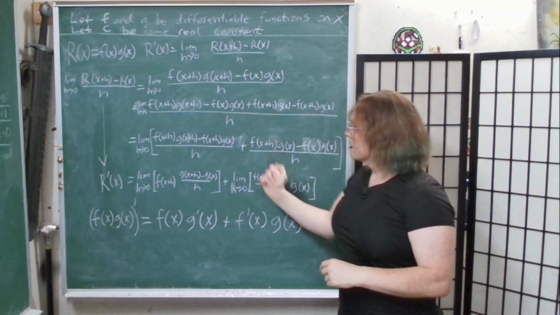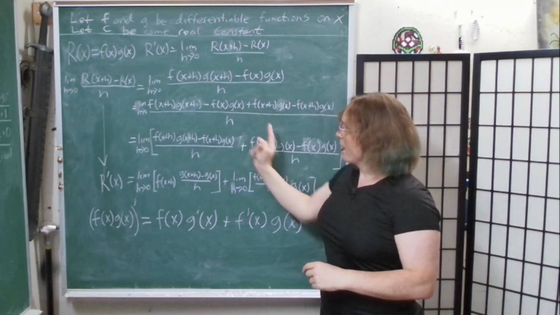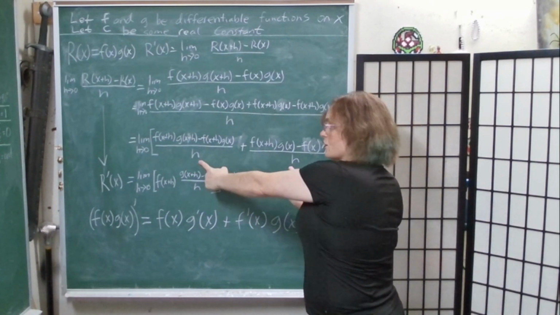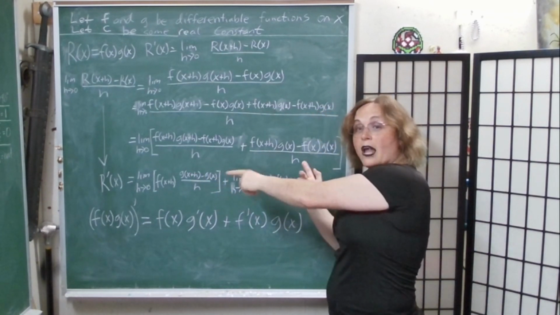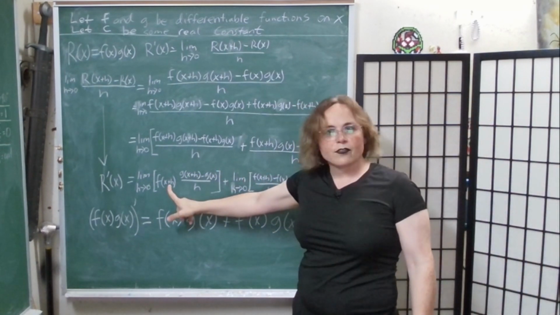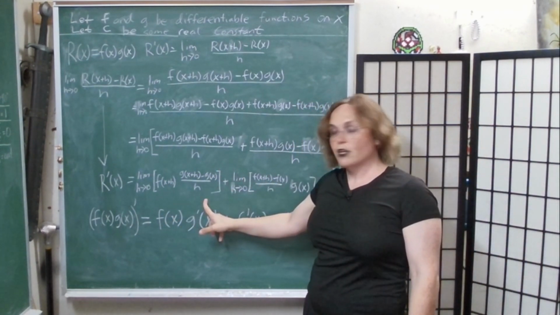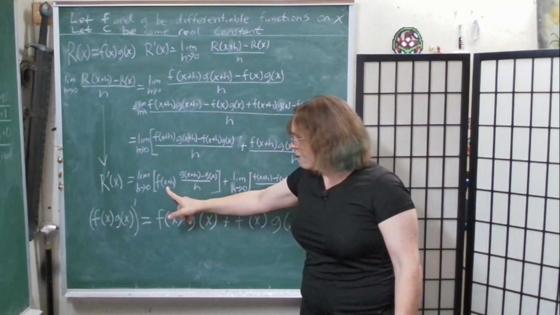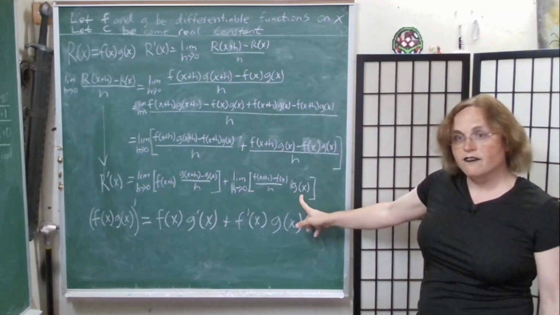We do that, and then because this is in fact a fraction, we break it up. So now I've got an h in both places. So now I'm going to get a derivative in two places. Then I factor out the part that keeps me from having a derivative. Over here it's the f of x plus h. Over here it's the g of x.